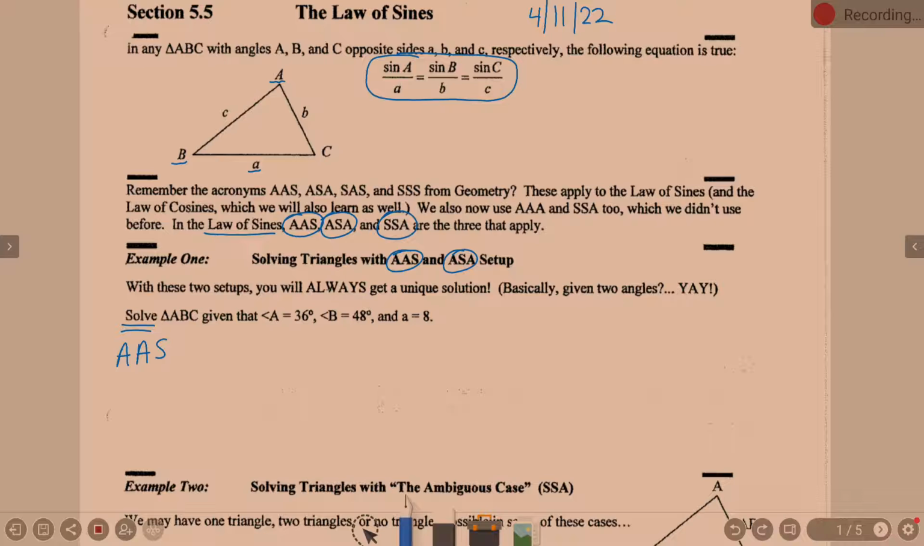Now, I'm going to write it out. We already know angle A is 36 degrees, yes? We already know angle B is 48 degrees. What do we still have to find in terms of angles? We have to find angle C. Just trying to set up what all we have to find. We know that side A is 8, and we have to find side B and side C.